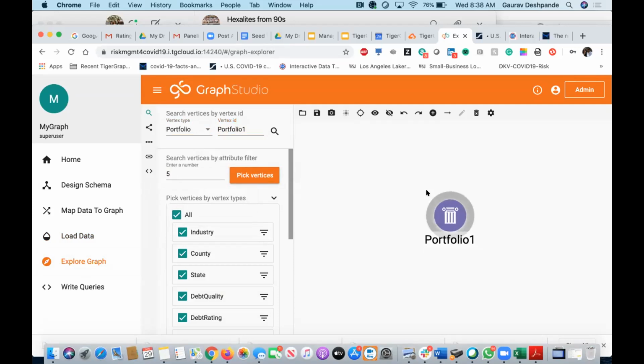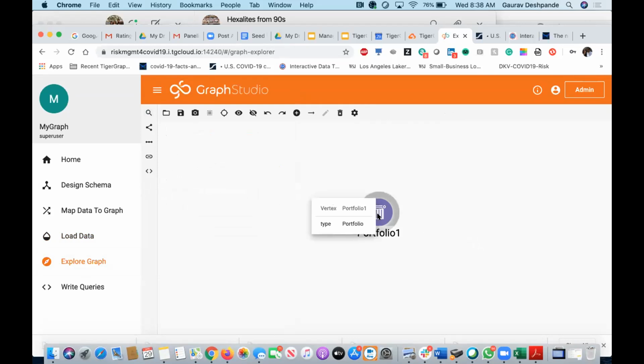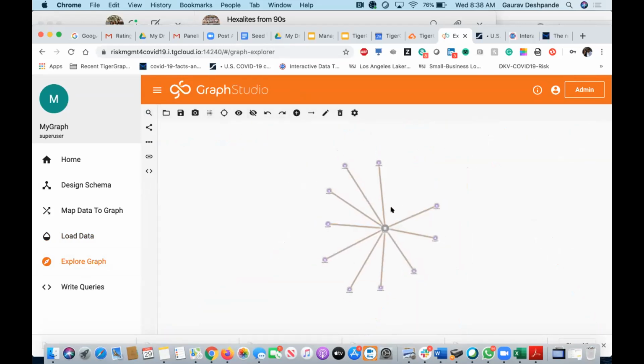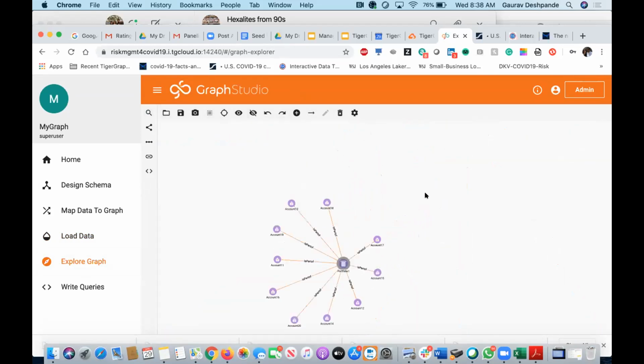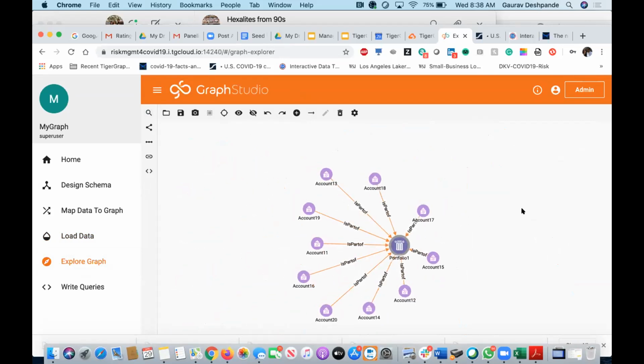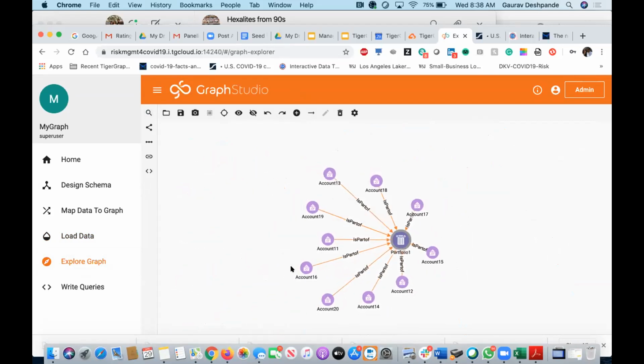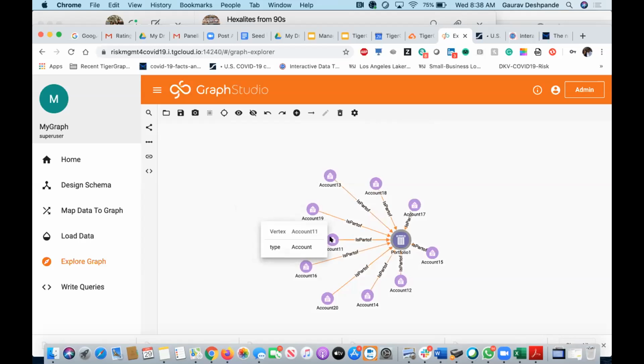So starting with portfolio 1, let me minimize this particular pane so I can see more of the screen here. Now, portfolio 1 has multiple accounts in it, as you can see. You have about 10 different accounts in it. What I'm going to do is explore one of these accounts.